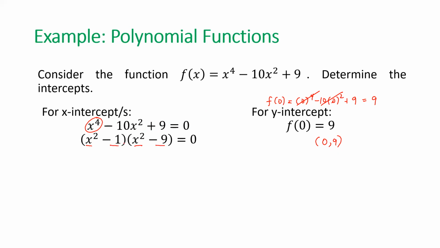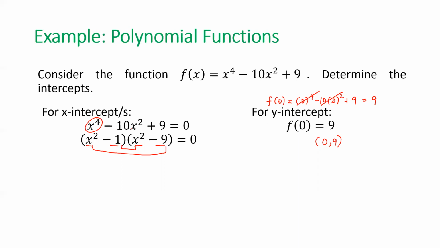And then if we check the outer product and the inner product, that's going to be 9x squared minus x squared, which is negative 10x squared, which matches the middle term here. So these are the correct factors. Now, x squared minus 1 is a difference of two squares. X squared minus 9 is also a difference of two squares.